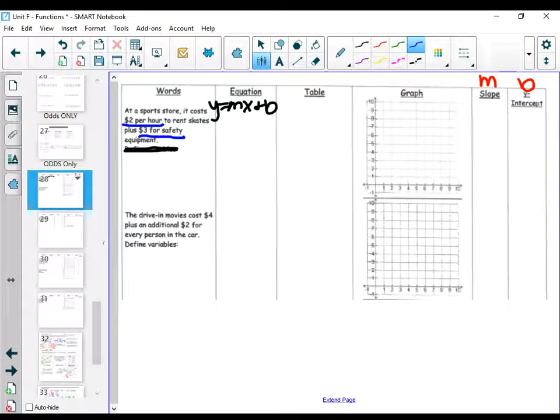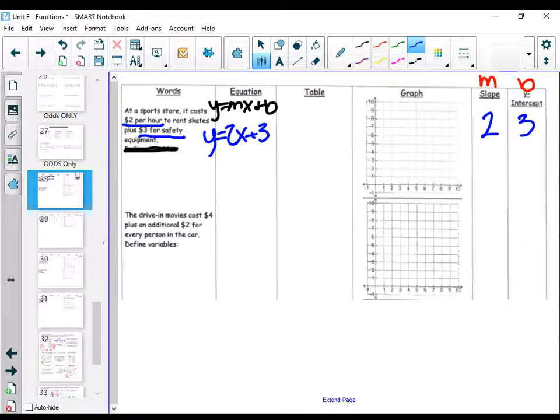So when you use the word per, that's what you're changing by. I'm changing by the number of hours. I'm going to pay more depending on the number of hours that I am renting the skates. That is the number that is associated with slope. So 2 is my slope, and 3 is then my y-intercept. I have to pay them $3 for safety equipment. Now I can make my equation y equals 2x plus 3.